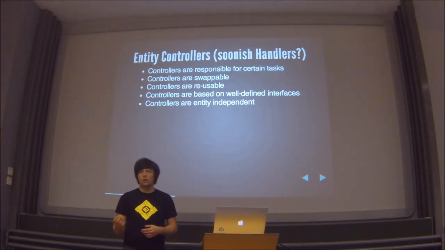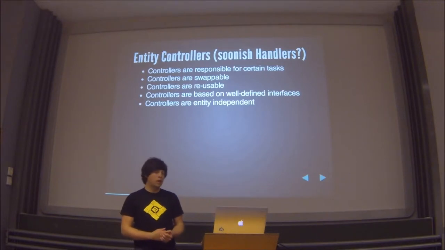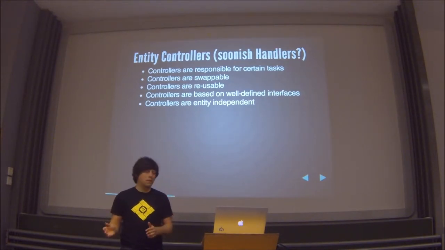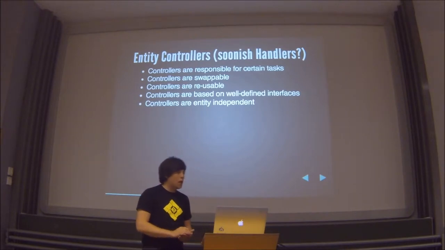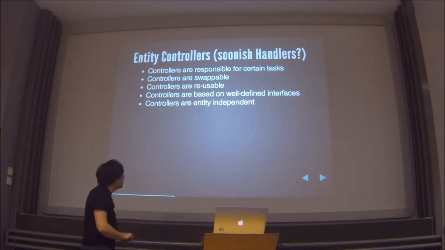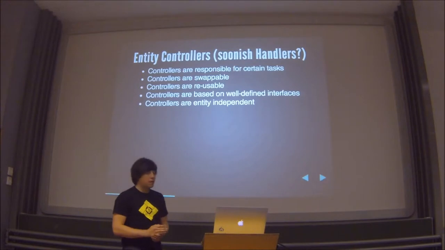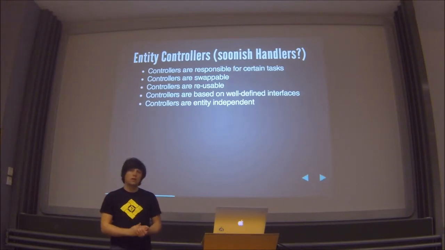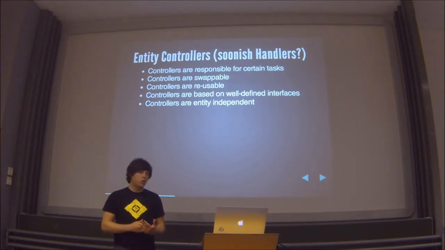For example, you define your own entity type and use the default storage controller for an entity that's already in core, or you implement a new entity type and just use the existing access controllers. So you don't have to write anything new, you just can extend or just reuse existing controllers. And controllers are always based on a well-defined interface. So that's the contract for how the controller should behave.